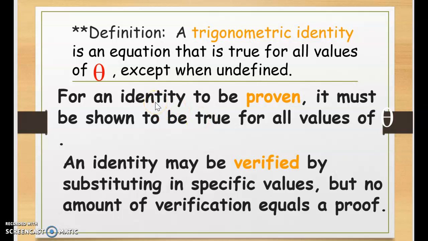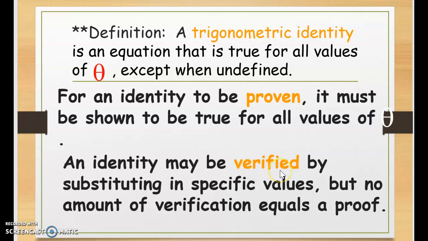Anytime you're doing a proof of an identity, in order for the identity to be proven, you must show that it's true for all values of theta. Now, that does not mean you're going to substitute all values of theta into the equation to figure out if it's true or not. You could verify it temporarily by substituting specific values, but there's a difference between verification and proof. Verification just means I know it's true. I'm just verifying what my conclusion was based on the proof, okay? But to make sure it's proven, you have to show that it is true for all values of theta.